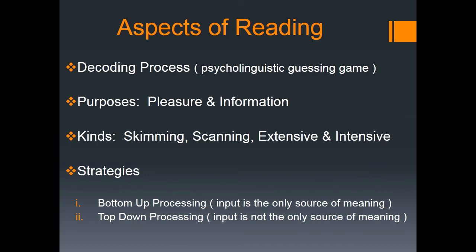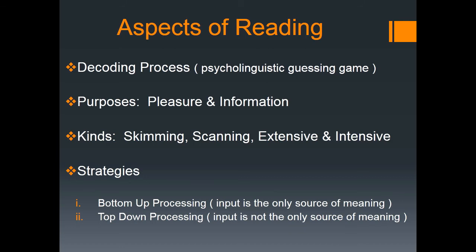Skimming refers to looking over a text to get the general idea of the content. For instance, looking at the title of the book, going through the contents page. Scanning refers to searching for a specific piece of information. For example, looking up a dictionary to find out the meaning of a particular word.